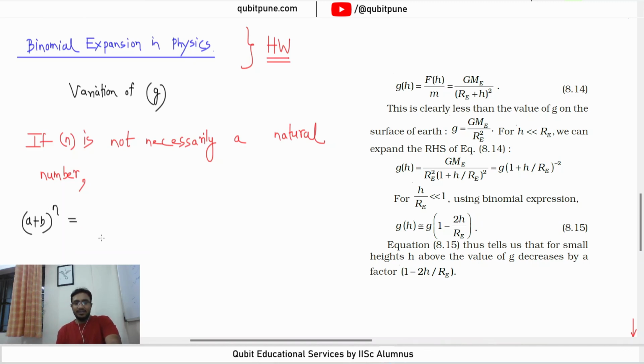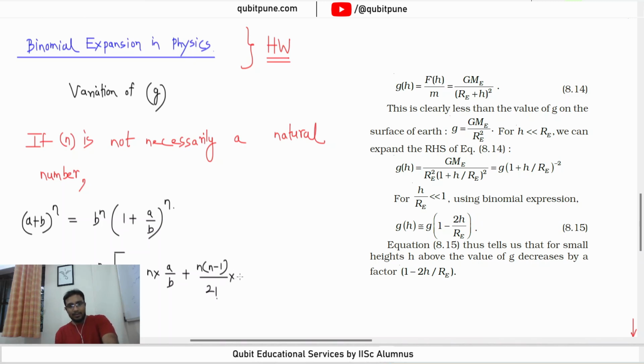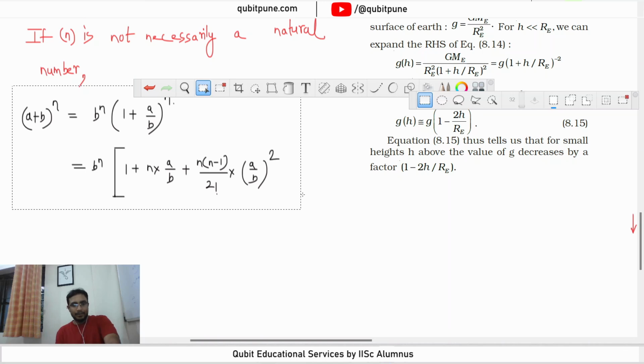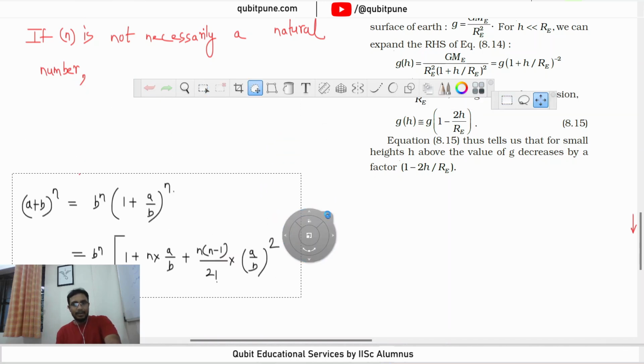Depending on our convenience, we either take a common or b common. So suppose I take b common, so it becomes 1 plus a by b raised to n. We keep b raised to n as it is, and then it is 1 plus n into a by b plus n into n minus 1 upon 2 factorial into a by b squared. How do we continue writing this?